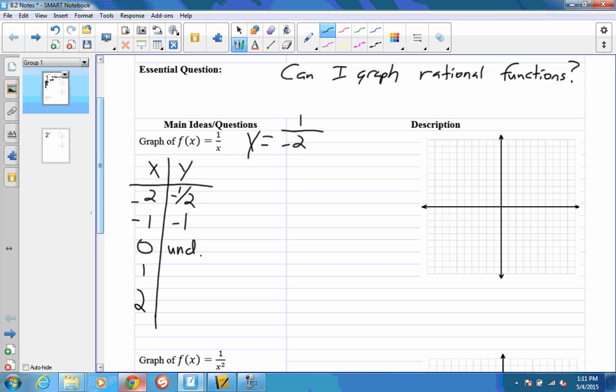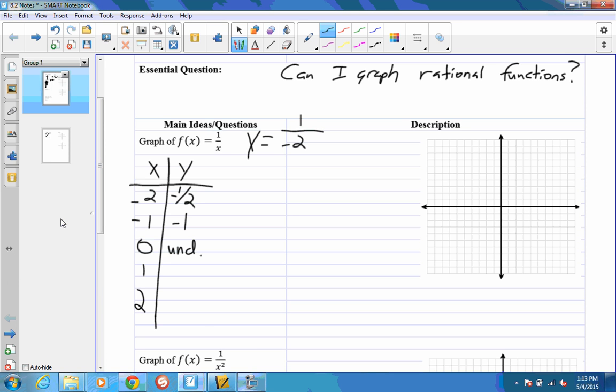We're used to just doing UND for abbreviation. I want you to put undefined, because that's an actual math term. NA means not applicable, so that's not actually correct. So it is undefined. So I can't have an answer for an x of 0.